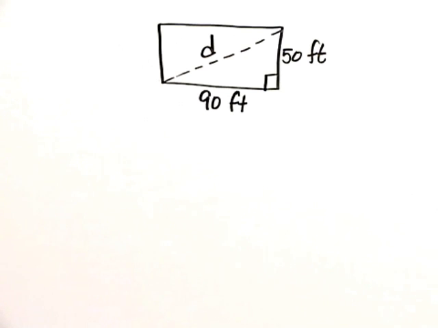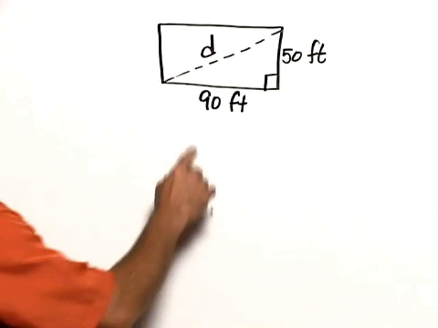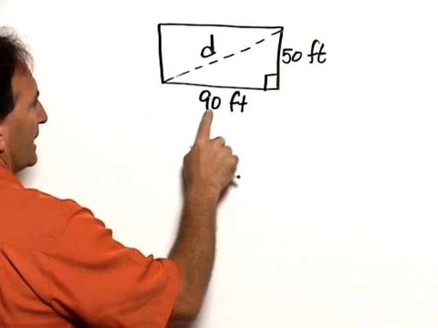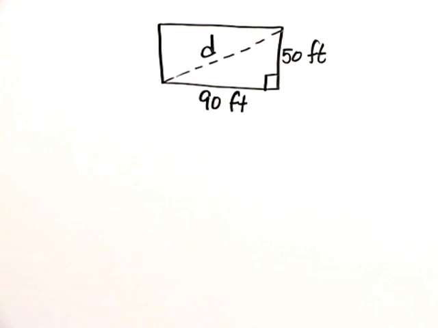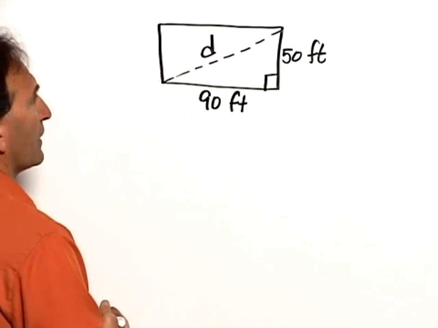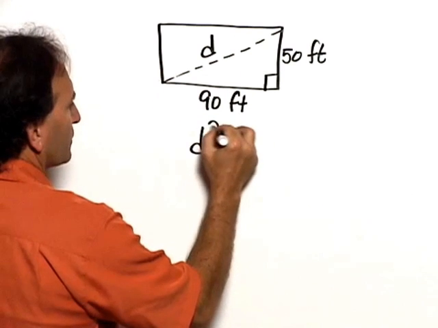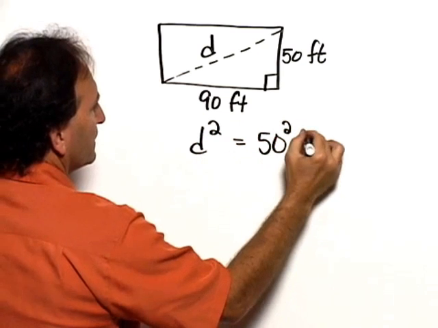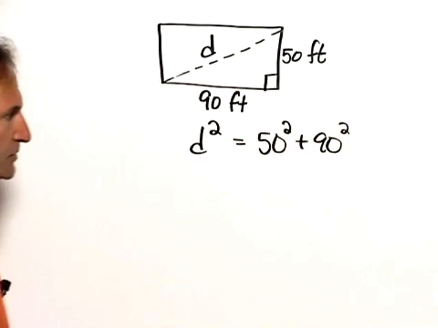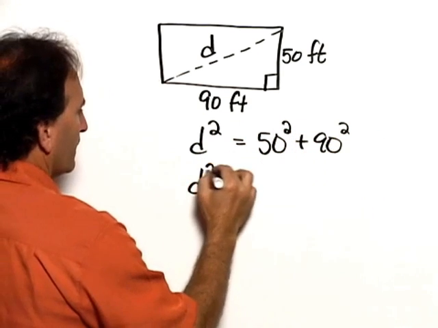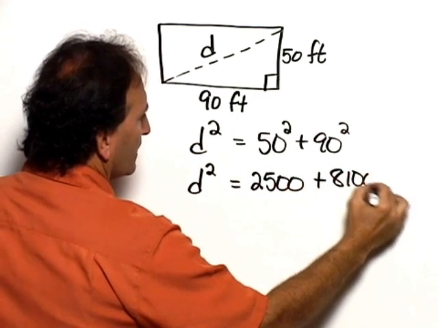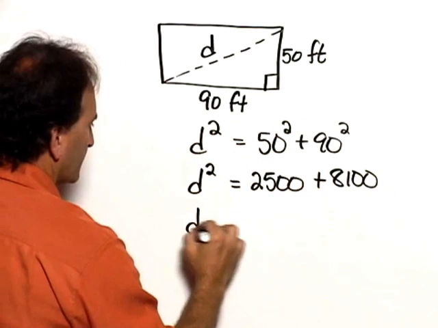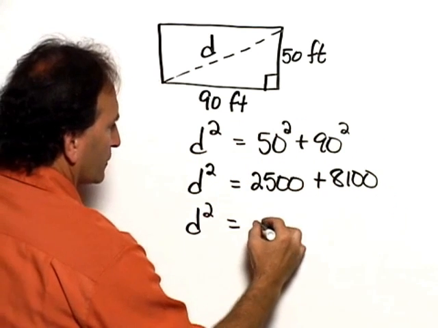I've drawn a diagram in which this is the basketball court that's 90 feet by 50 feet, and this is the distance the referee jogs, which I've labeled as D. And now you see we can use the Pythagorean theorem to say that D squared would be equal to 50 squared plus 90 squared. So D squared is equal to 2,500 plus 8,100.